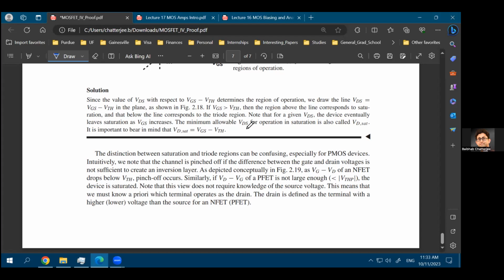In the triode region, the difference between the saturation and the triode is this, right? In this region, you're infinite. Ideally you have infinite output. Here you have finite, very small output. Now let's look at this equation.